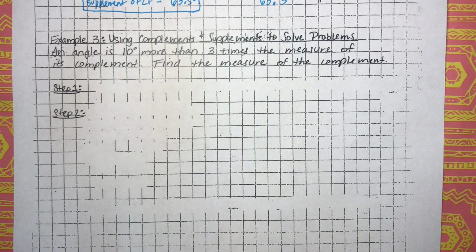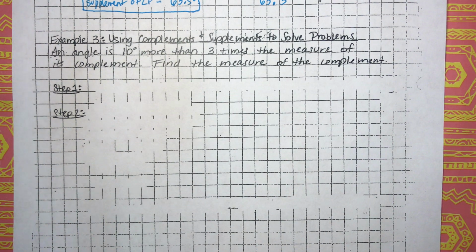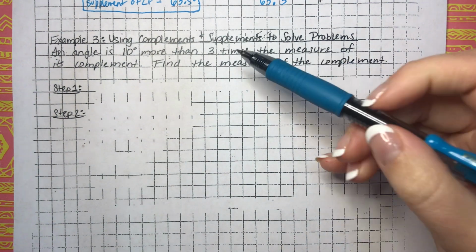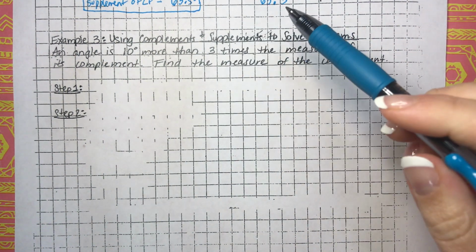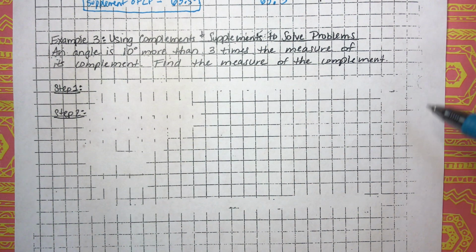All right, we're back. Let's talk about example 3. Example 3 says using complements and supplements to solve problems. So this problem says an angle is 10 more than 3 times the measure of its complement. Find the measure of its complement.